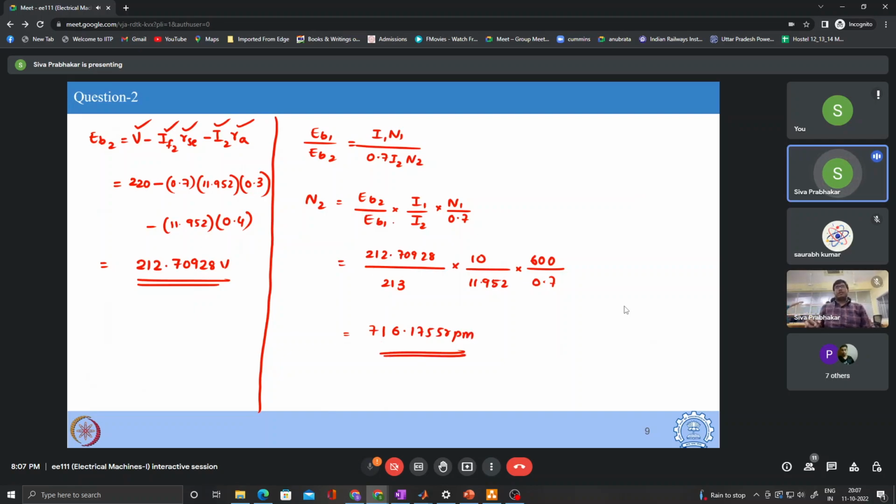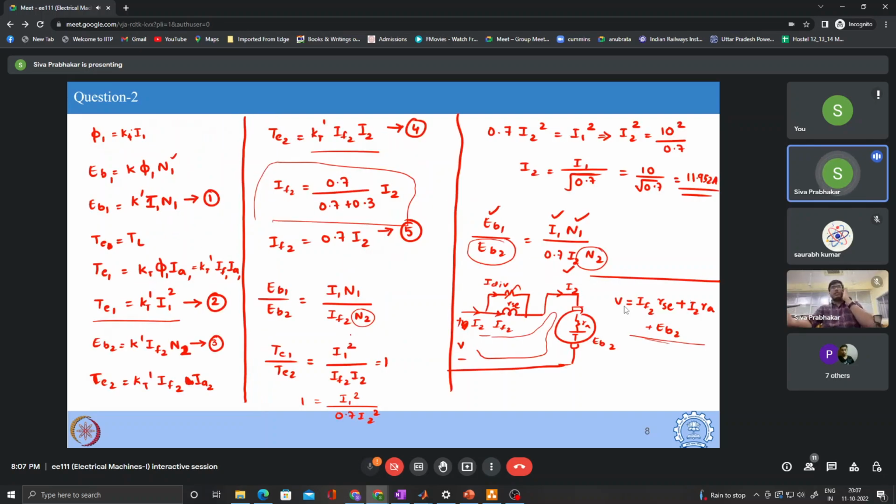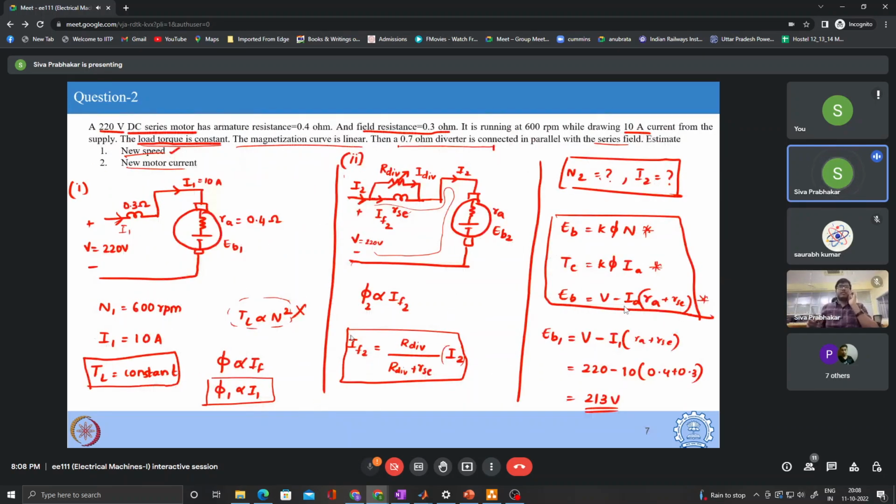So I'm just substituting the values here. We already have all these values readily available to us. I'm just substituting the values and getting the value of the speed. So in this particular problem, it is given that initially a series motor was there, and the series field resistance, the armature resistance as well as the supply voltage are given to you. And in this particular condition, the current drawn from the supply is also given to you.